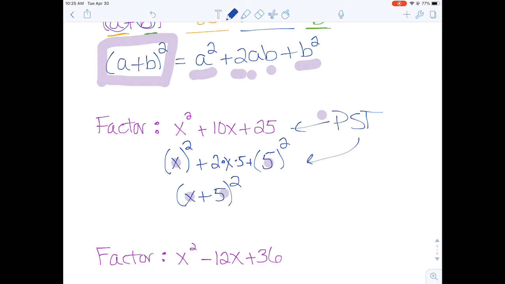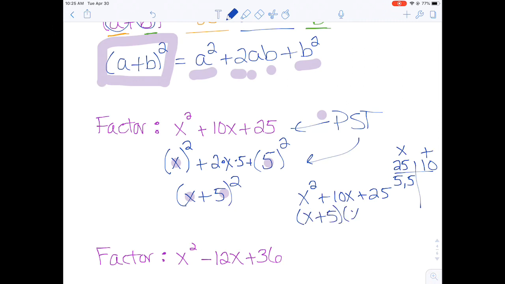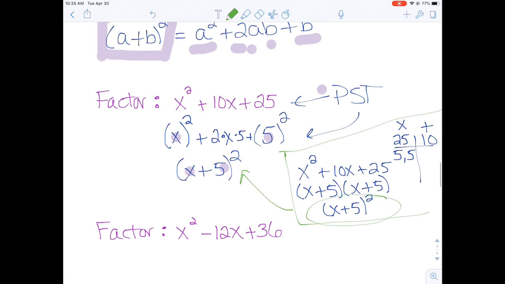The other thing, if you don't recognize that, it's not a big deal. You can say, okay, x squared plus 10x plus 25, go with our product sum. What two numbers multiply to 25 that add to 10? Well, it would be 5 and 5. So my factors are x plus 5, x plus 5, and that's really x plus 5 squared, all right? It's not going to hurt you to still do the product sum, just like this, but this is a faster way if you recognize it, all right?